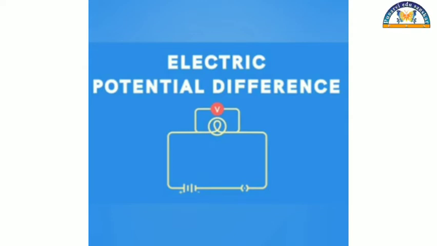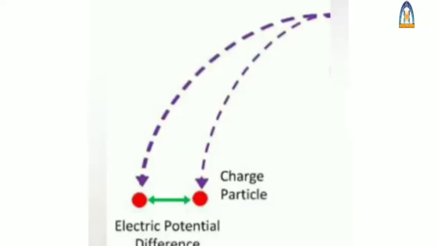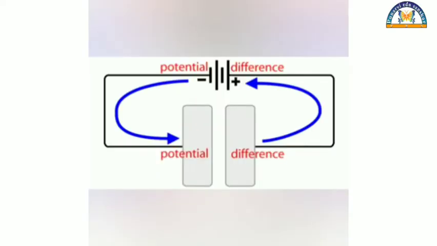Potential difference between 2 points in an electric field is defined as the amount of work done in bringing a unit positive charge from one point to the other. I repeat the definition. Potential difference between 2 points in an electric field is defined as the amount of work done in bringing a unit positive charge from one point to the other. So the electric potential difference is the amount of work done to carry a unit positive charge from one point to the other in an electric field. In other words, the potential difference is defined as the difference in the electric potential of the two charged bodies.